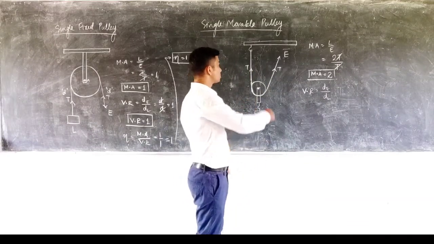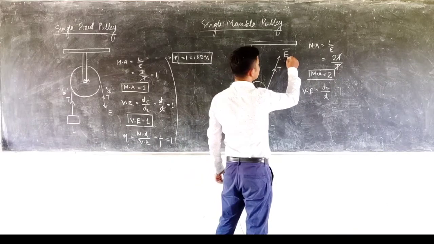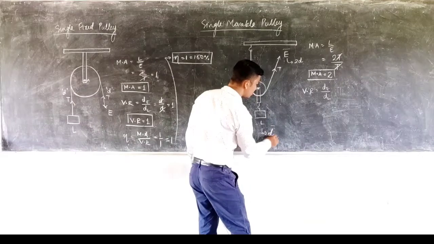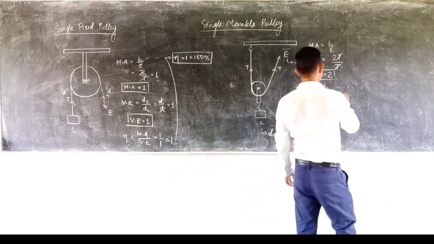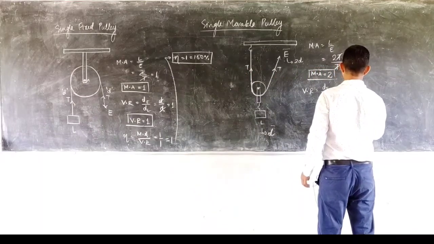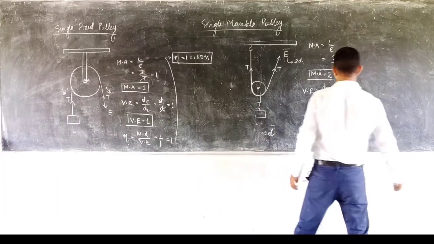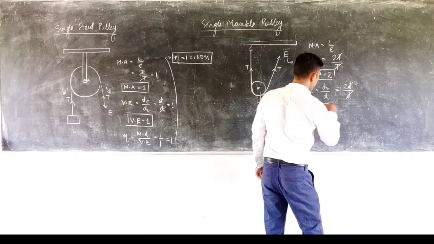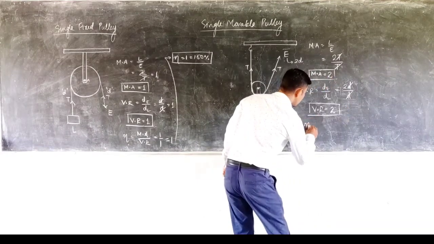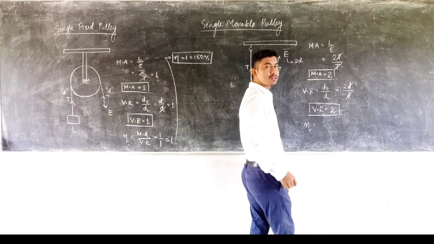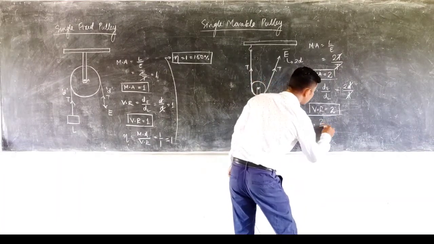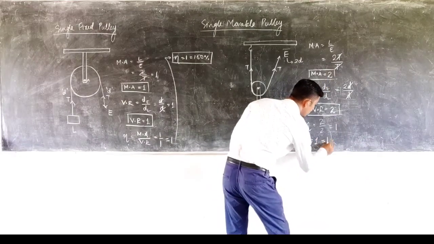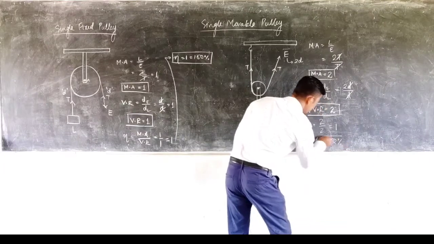Therefore if the distance moved by effort is 2d, the distance moved by the load will simply be d. Substituting this value, we get 2d divided by d. So d and d cancel and remains 2. So the velocity ratio is also equal to 2. Now coming finally to the efficiency, we know that the efficiency is the mechanical advantage divided by the velocity ratio, which is 2 divided by 2, also equal to 1. So therefore the efficiency is equal to 1, or 100%.